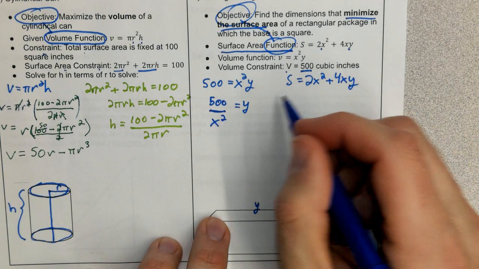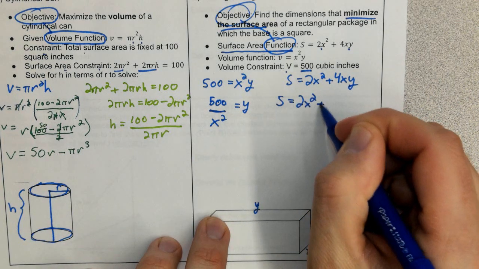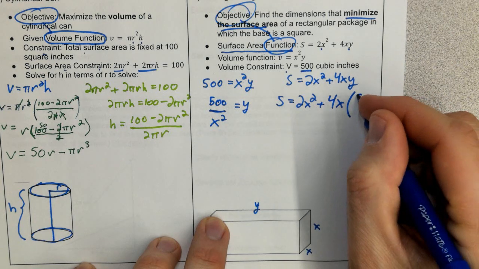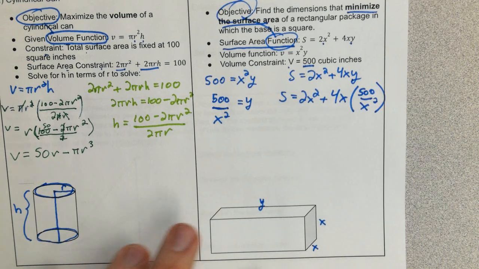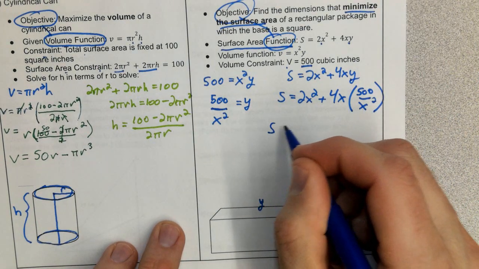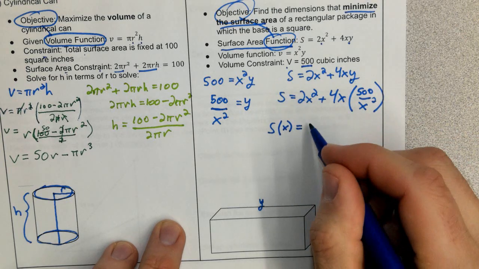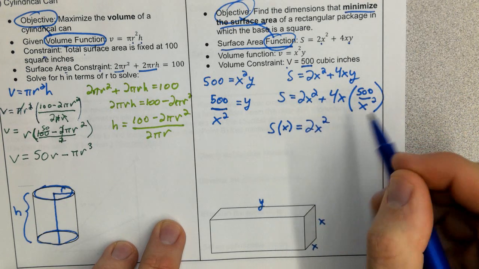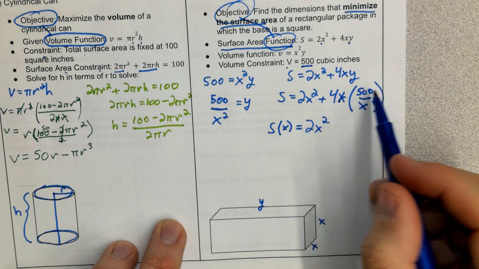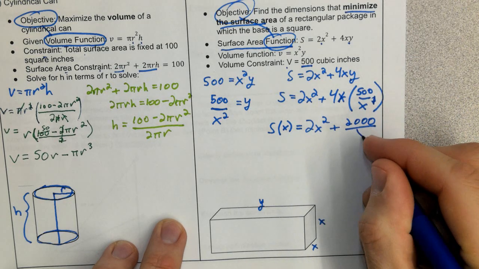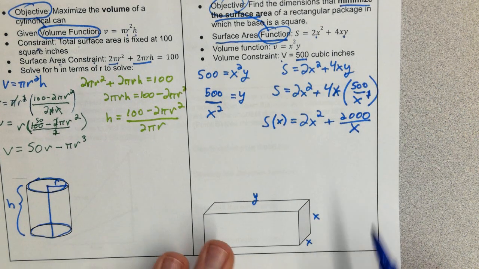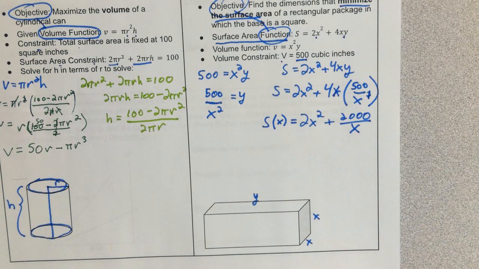All right. And so I'm going to have surface area equals 2x squared plus 4x times 500 over x squared. Like this. And so you'll end up with a surface area equation, S of x equals 2x squared. We're going to have an x drop out here. 4 times 500 is 2,000, so plus 2,000 divided by x. Okay. And again, we could take this, derive it, find the critical points, etc. But again, I don't want to finish this out necessarily. I just want to show you how we would set this up and how we would approach it.